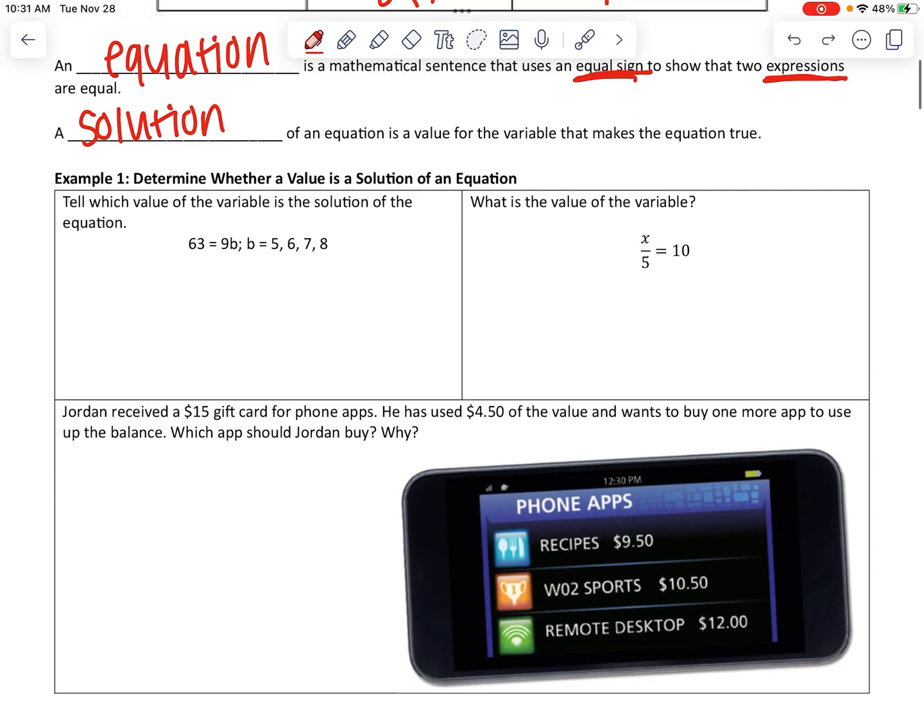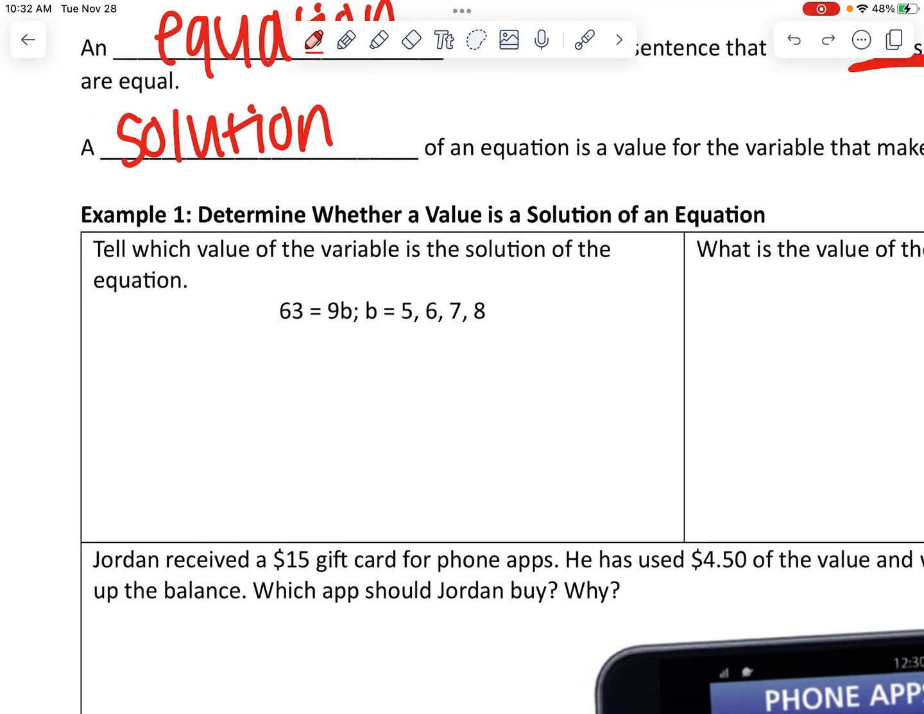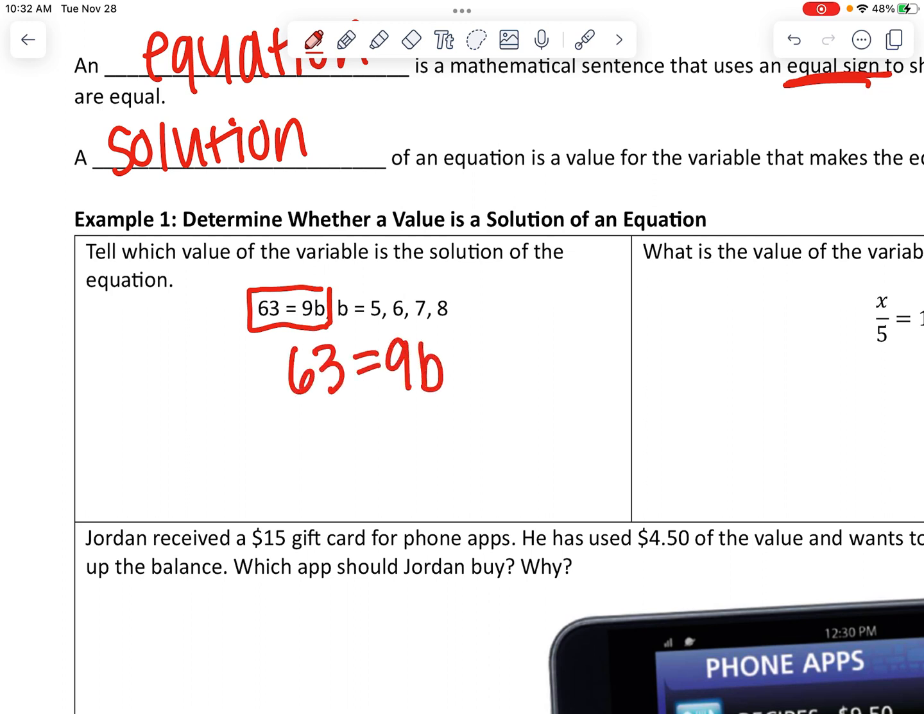I want you to really pay attention to this first example, because half of your problems on your homework are just like this. They look exactly like this. When you are stuck on your homework, I want you to go back to this question. It says, tell which value of the variable is the solution of the equation. It lists our equation first. Our equation is 63 equals 9b. We have to figure out, does b equal 5, 6, 7, or 8? We're figuring out the solution.